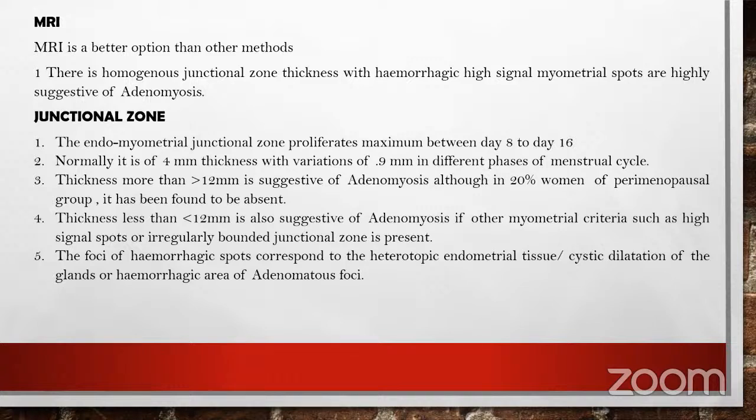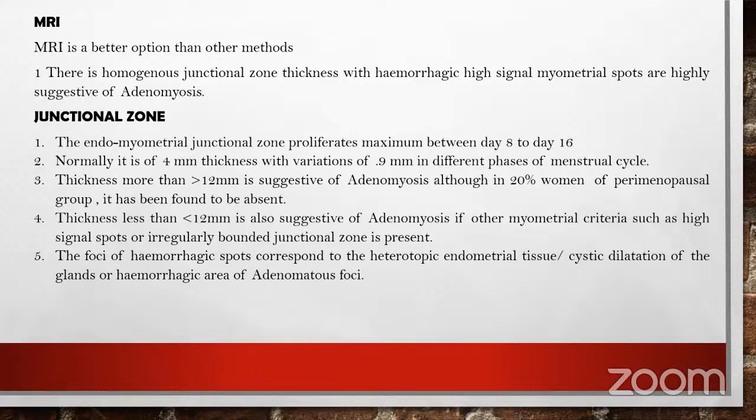MRI is a better option than other methods. There is homogeneous junctional zone thickness with high echogenic signals, high signals of myometrial spots suggestive of adenomyosis. Junctional zone. The endomyometrial junction zone proliferates maximum between 8 to 16 days. Normally it is of 4 millimeter thickness with variation of 0.9 millimeter in different phases of menstrual cycle.